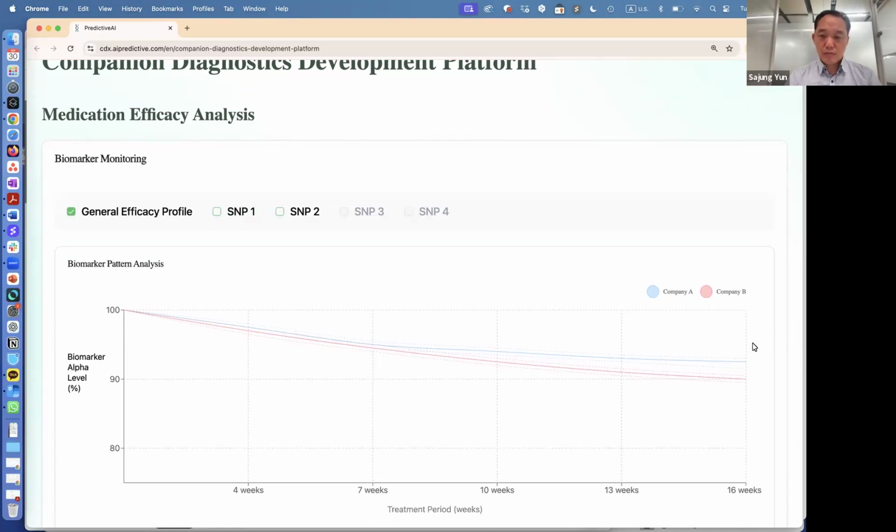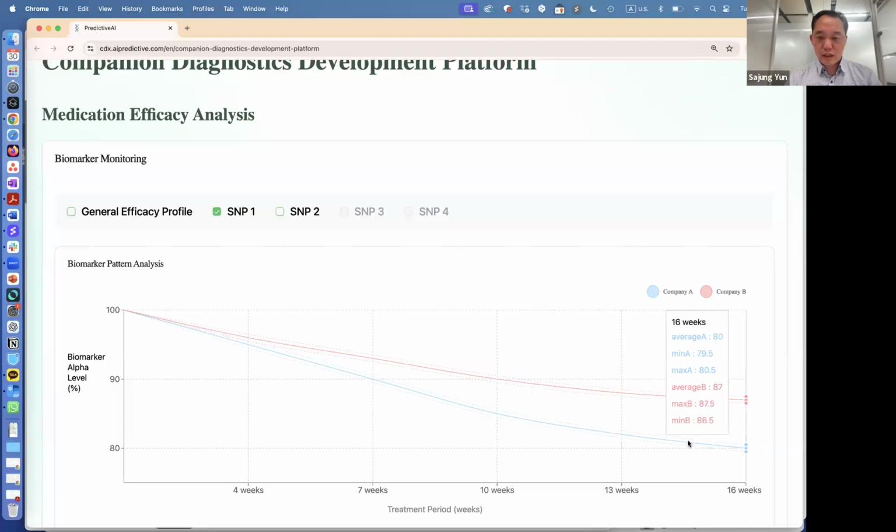In this case, our drug is inferior, therefore it's difficult to pass the phase 3 of the clinical trial because the inflammation is dropped much less than our opponent. But if we find the SNP, single nucleotide polymorphism group, specific genetic group, then we know that our drug is more efficient than our competitors. Therefore, we could pass the phase 3.